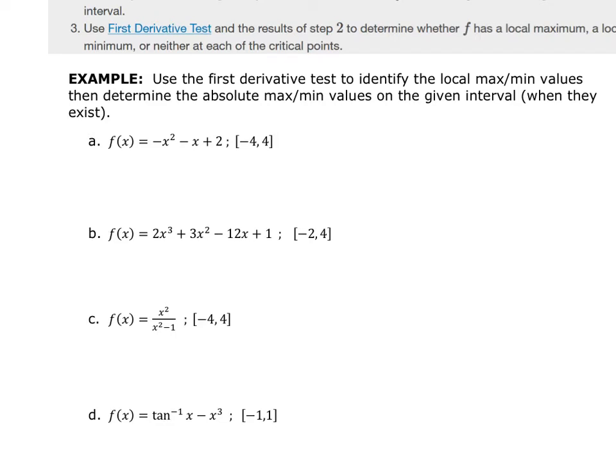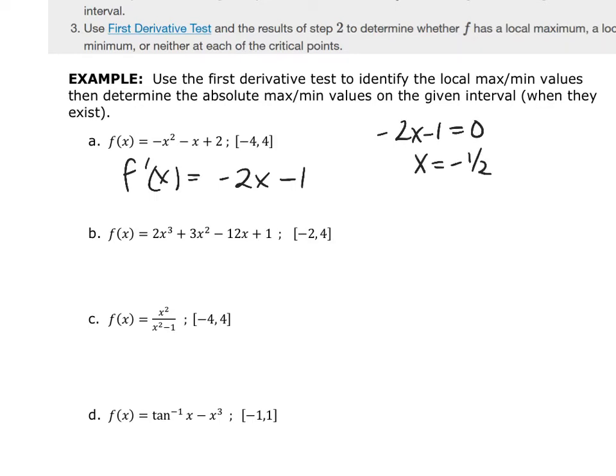Okay, so let's take a look at A. We did the derivative. What did you all get for the derivative f prime? Okay, so negative 2x minus 1. I set this equal to 0, so negative 2x minus 1 is equal to 0. So I get x is equal to negative 1/2, yeah?